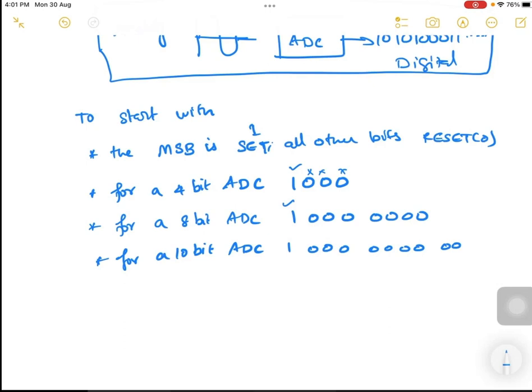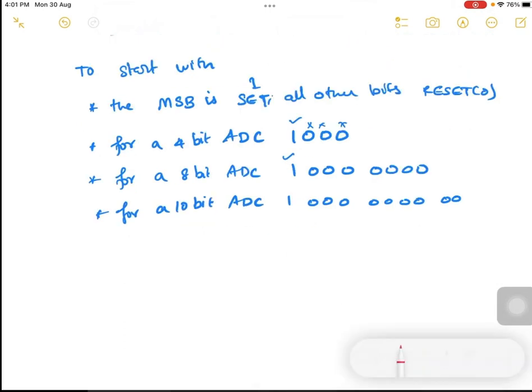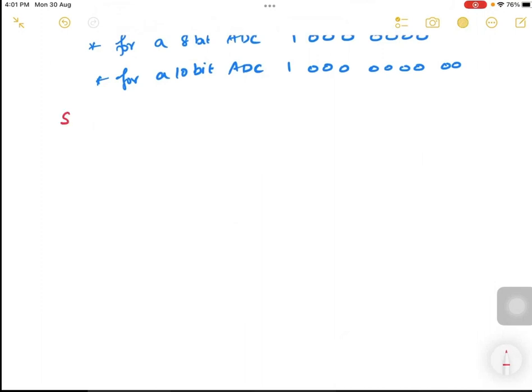Now this is the starting point. Step 1 is 1000. Let me go with the 4-bit ADC. Step 2: what is the input voltage and what is the reference voltage? The input voltage is the voltage for which you want to find the digital value. Let me take a voltage of 11.2 volts.